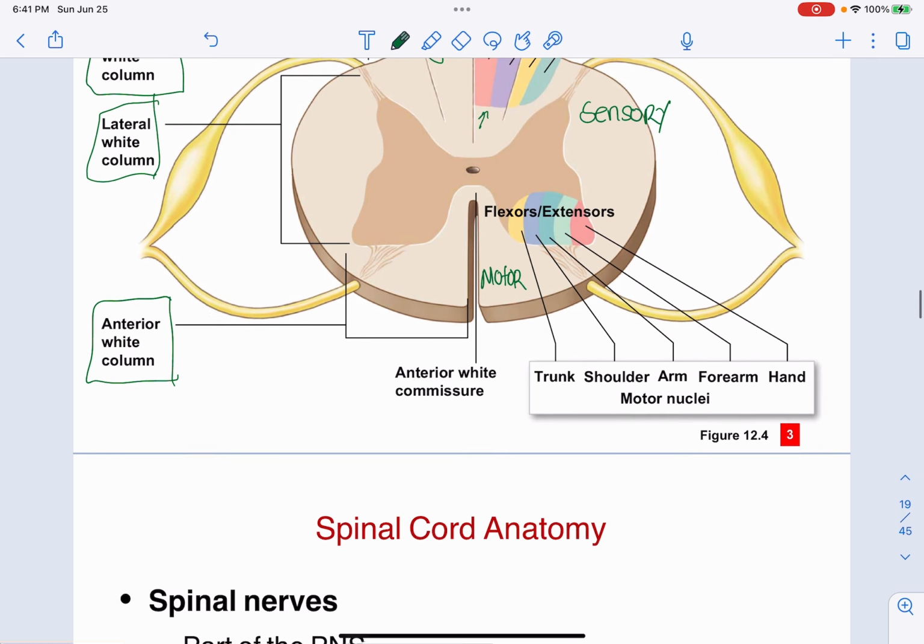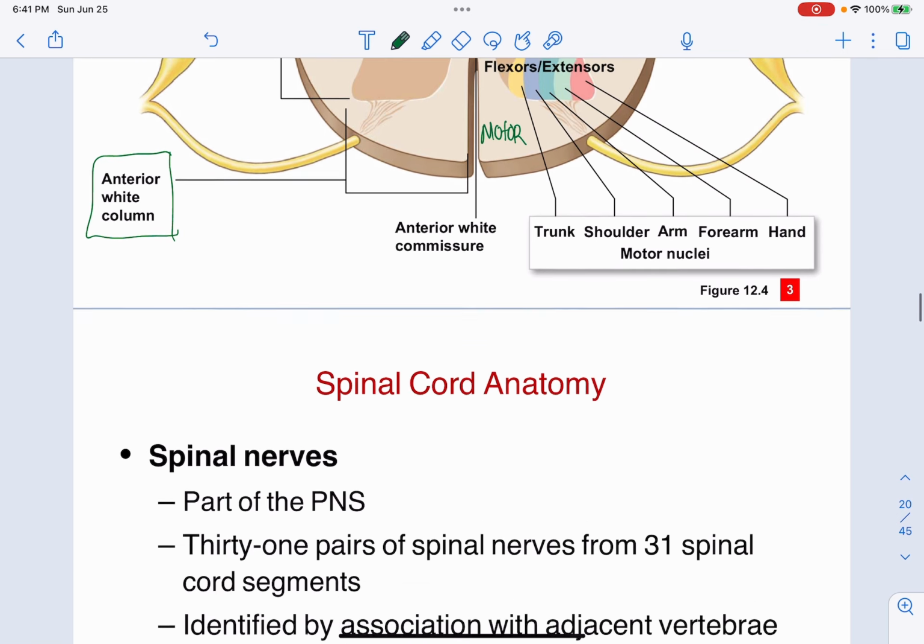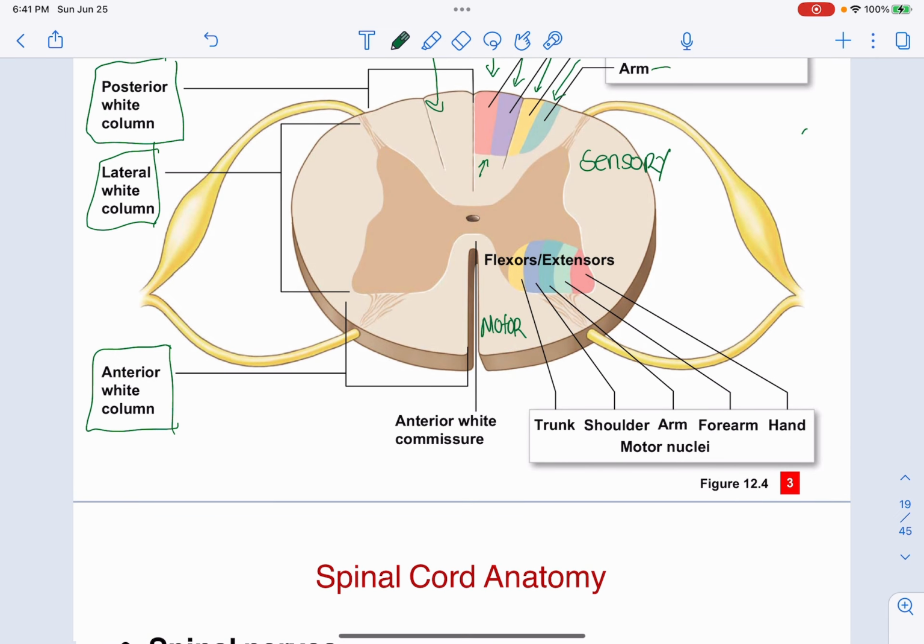And all of those have specific regions in which they are communicating with the rest of the body. Now let's take a look at spinal nerves, because you can see that they're starting to come off of the spinal column. So we're going to switch and start integrating the information on the peripheral nervous system and how these spinal nerves come to be.